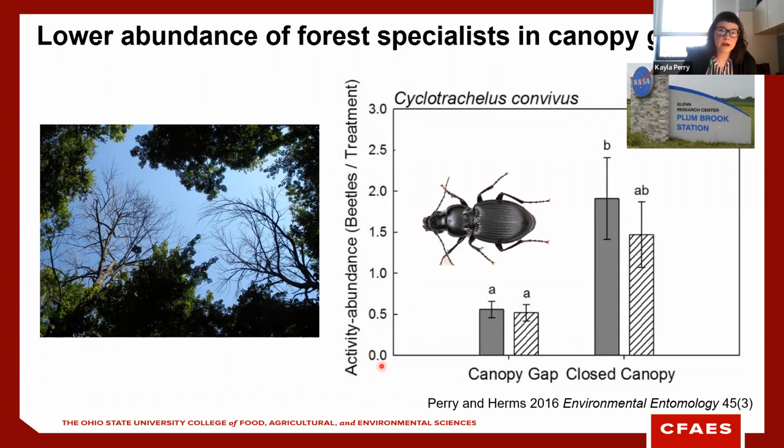And here this figure is showing particular responses of Cyclotrachylus convivus, which is a species of ground beetle that is found commonly in forests. So the y-axis here is showing you the abundance of beetles per trap within my forest sites, particularly whether that site had a canopy gap from ash mortality, or if it was a nearby closed canopy site. And so some of the patterns that I was finding, and it's illustrated really well by Cyclotrachylus convivus, is that we were seeing forest species in lower abundance in canopy gaps compared to closed canopy sites.